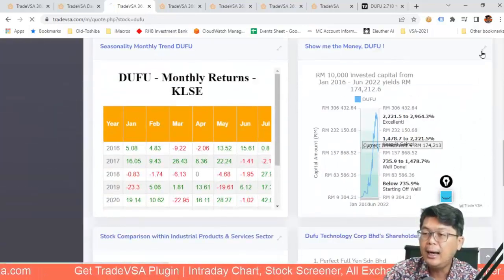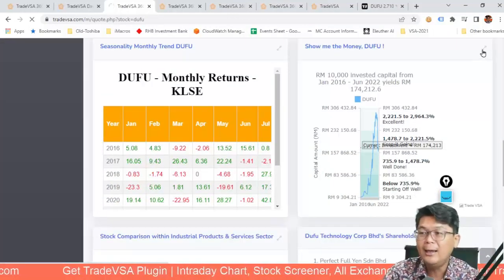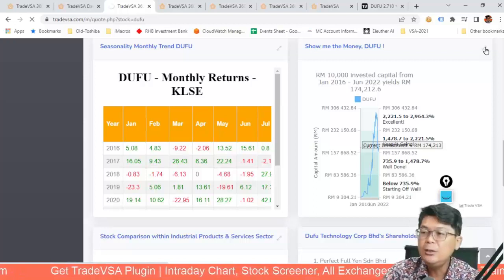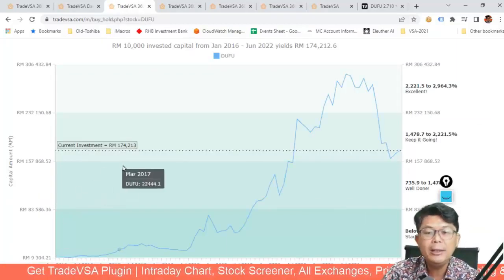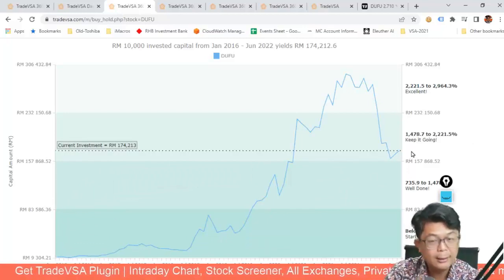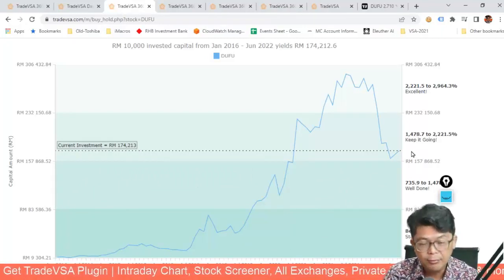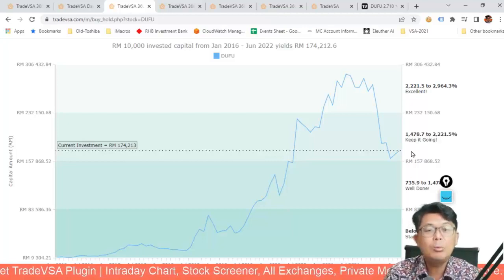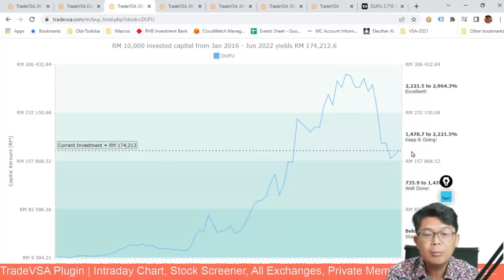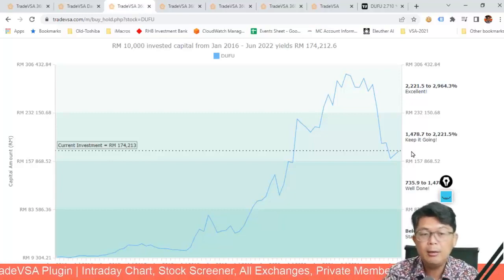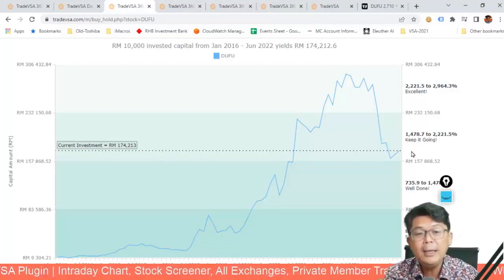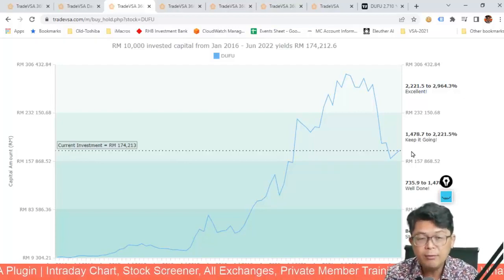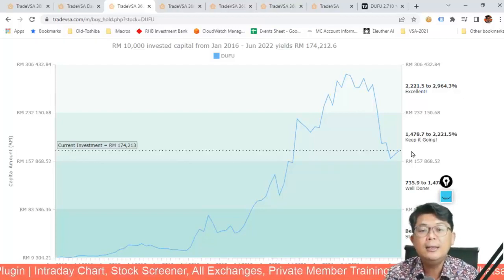You can also look at this, which is show me the money. If you had invested in DUFU, let me just blow this up a bit, your 10,000 ringgit would have been worth 174,000 six years ago. So this is why we talk about building wealth over a longer period, rather than being in and out. It depends on your perspective of longer. For me, I'm also more of a longer term investor in stocks that are growth, that we talk about.